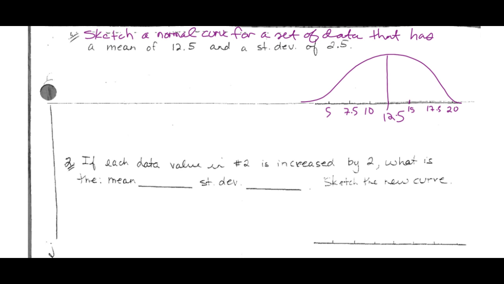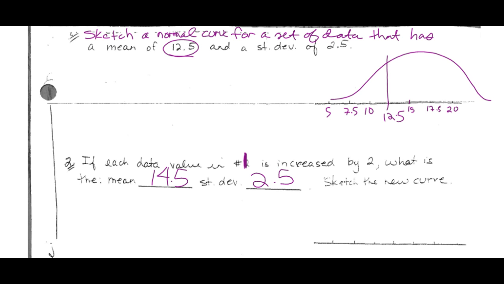It means number 1, I'm pretty sure. Okay, so we've just got edits all over the place here. If each data value in number 1 is increased by 2, what does the mean become? 14.5. And what's the standard deviation? 2.5. So what that would do is slide this over by 2, and slide this over by 2, but the shape would stay the same. And the shape is what determines the standard deviation. It's the shape of the curve.